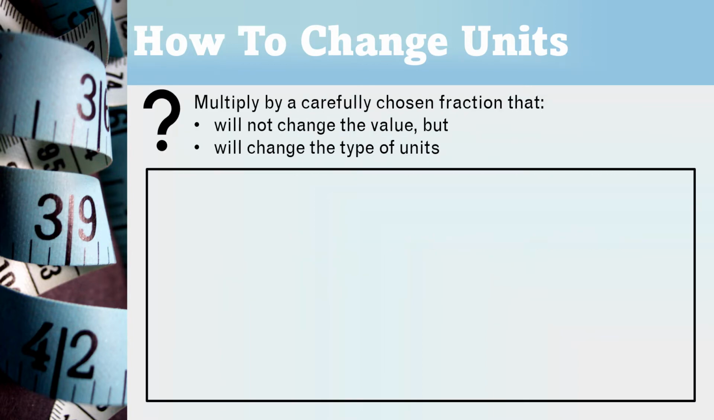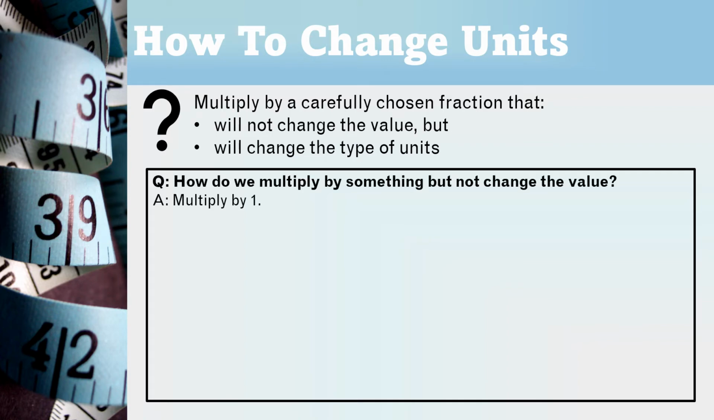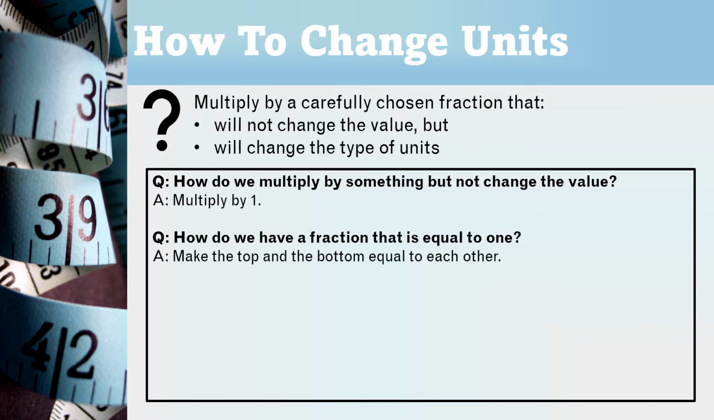How do we find the special fraction that does not change our value, but does change the units? First of all, how do you multiply by something without changing the value? That means you have to multiply it by 1. The second question is, how do you have a fraction that is equal to 1? The way to have a fraction that's equal to 1 is to have the top and the bottom be equal to each other, or equivalent to each other. They don't have to be the same number, but the same value. So 12 inches and 1 foot have the same value. They're equivalent to each other.